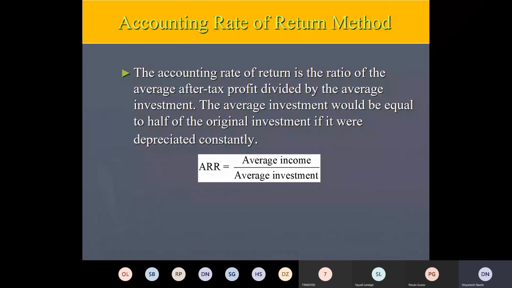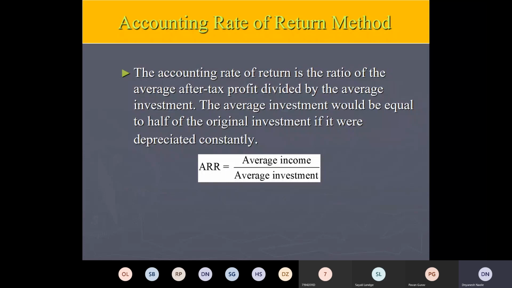Okay, other methods we will discuss in the second section. Average income means, suppose there are 3 to 5 years of data available to us and we are trying to find out the accounting rate of return, so we will take the average income of all the 5 years. All the income is added and divided by 5, something like that. Okay, and with an average investment. So let us see a numerical on this, which will make things clear.